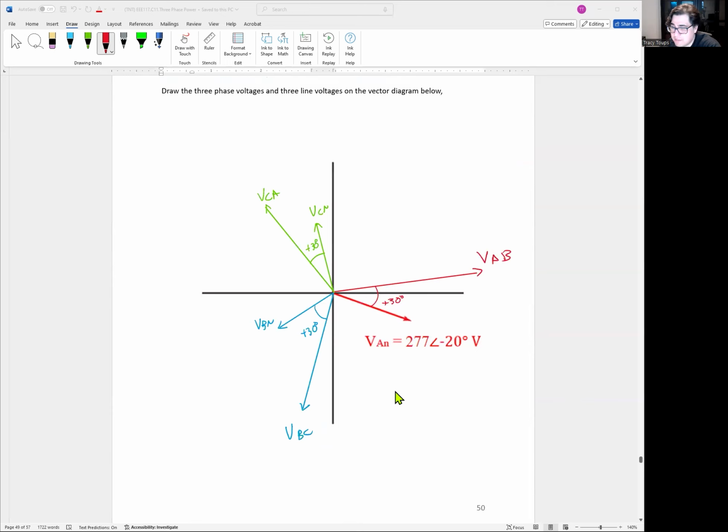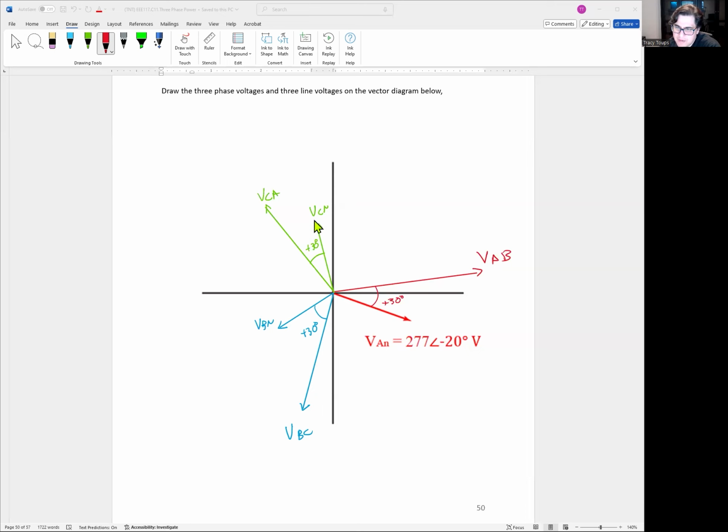Now, of course, we have to sit here and try to draw everything out. So initially you had VAN, which is 277 angle negative 20 degrees, right? Remember, VAB should be positive 30 degrees. So it's going to be counterclockwise 30 degrees and larger by square root 3 more. So this is about 480 right here. VBN is going to be over here. Again, shifted over a little bit more than, normally it's negative 120, but we're negative 140. So it's a little bit farther out towards the negative x-axis than normal. Then we got a positive 30 degrees, so it's counterclockwise 30 degrees. We go out a little bit more to 480, so this is square root 3 more than VBN.